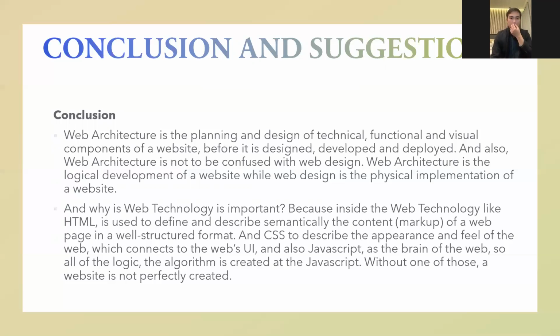And the second conclusion is, why is web technology important? Because inside web technology, HTML is used to define and describe semantically the content markup of a web page in a well-structured format, and CSS to describe the appearance and feel of the web, which connects to the web's UI, and also JavaScript as the brain of the web. So all the logic and the algorithms are created in JavaScript. Without one of those, a website is not perfectly created.